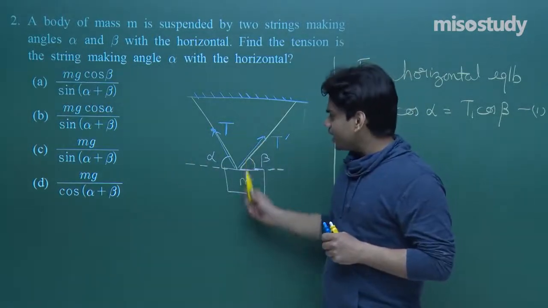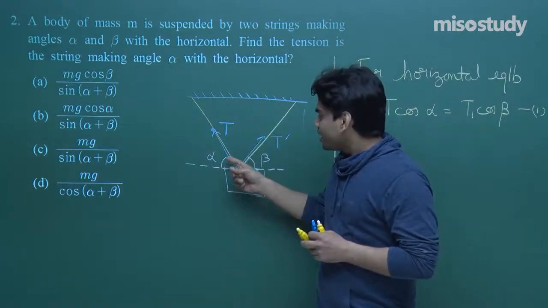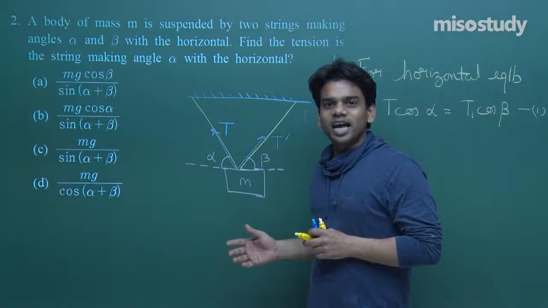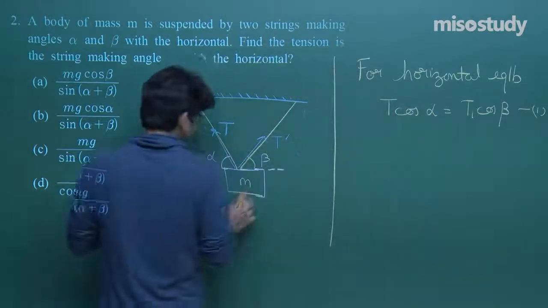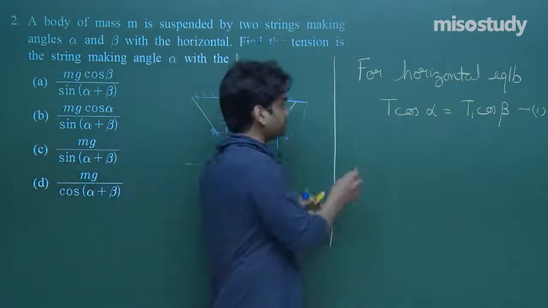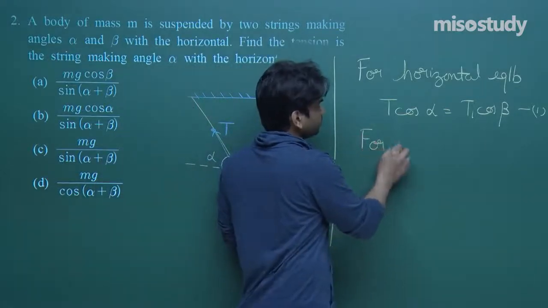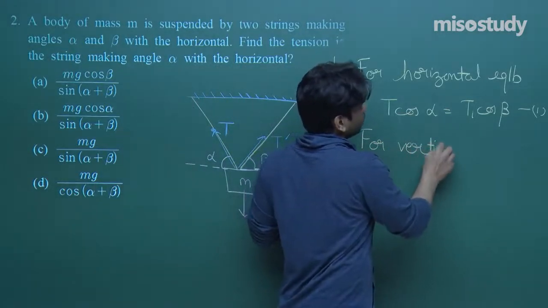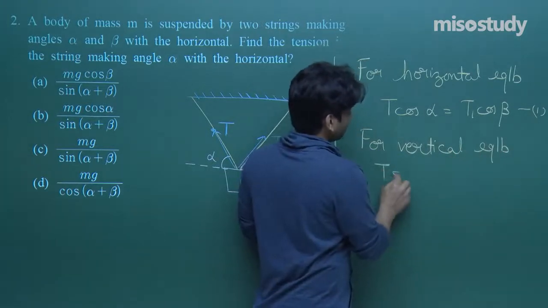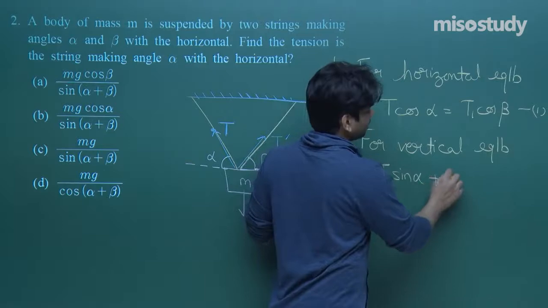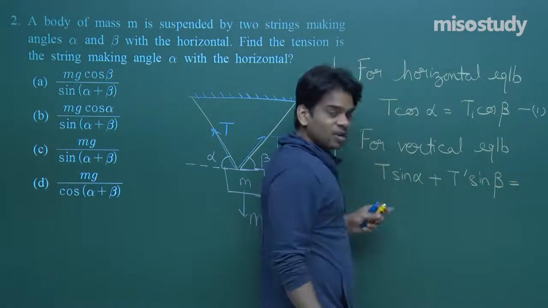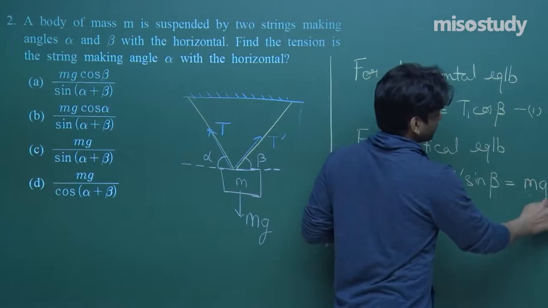Let's go with the vertical equilibrium. You can easily see that T sin alpha plus T dash sin beta should be equal to the weight of the block, that is mg acting downwards. So let me show you here. The weight mg is acting downwards. So for vertical equilibrium, we need to write down the equation: T sin alpha plus T dash sin beta is equal to mg.